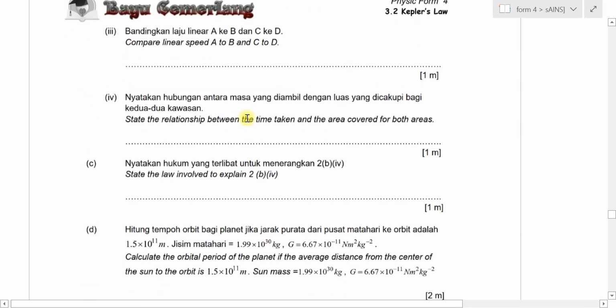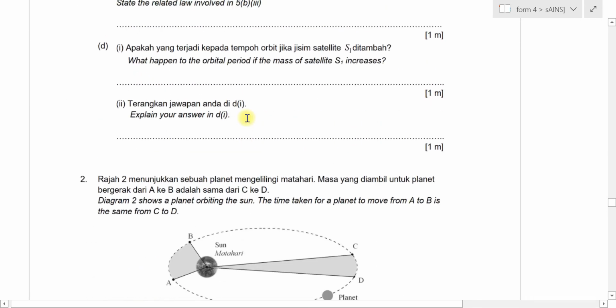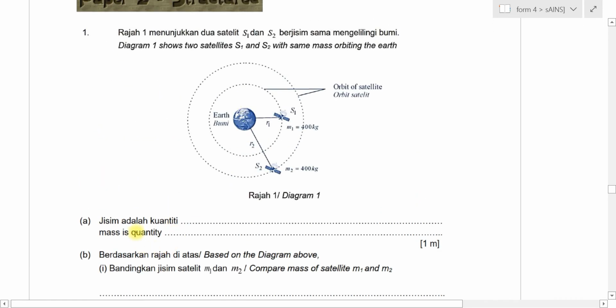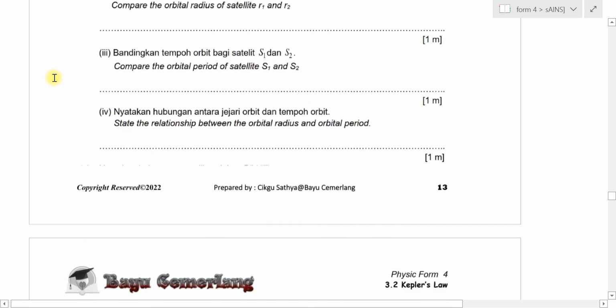Semua compare saja. Okay, and this one, question 1. Mass is a quantity tu padam. Letak tempat kosong, baru letak quantity. Dia salah translate. Yes, sir. Mass is what quantity. Macam tu. Okay, do question 1 and question 2 first.